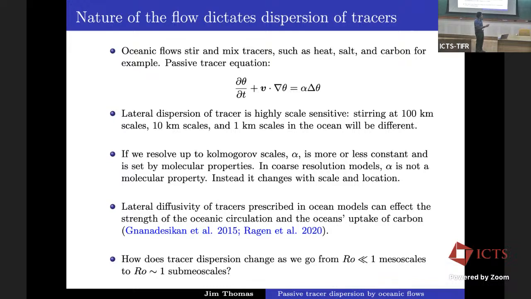So in a lot of these cases, we know the velocity by solving the Boussinesq or Navier-Stokes equations. So the velocity field is known, and if velocity is known, this is a linear partial differential equation.